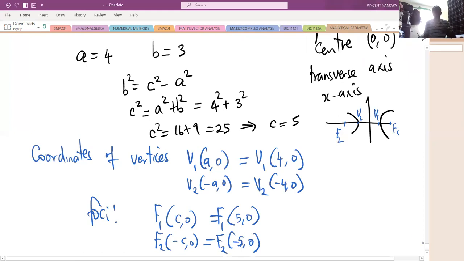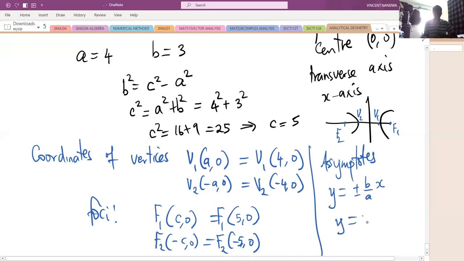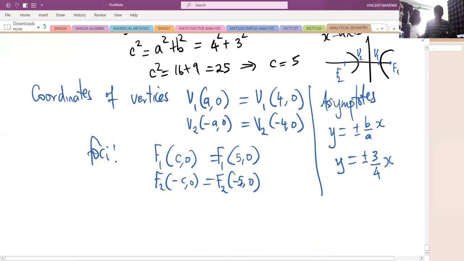And then we have also discussed how to find the asymptotes. When this is the structure of the graph, they are given by y equals plus or minus b over a x. So they'll be given by y equals plus or minus, our b is 3 and our a is 4. So this will be the equations of the asymptotes. And therefore, we have all the information that can help us to sketch the graph.